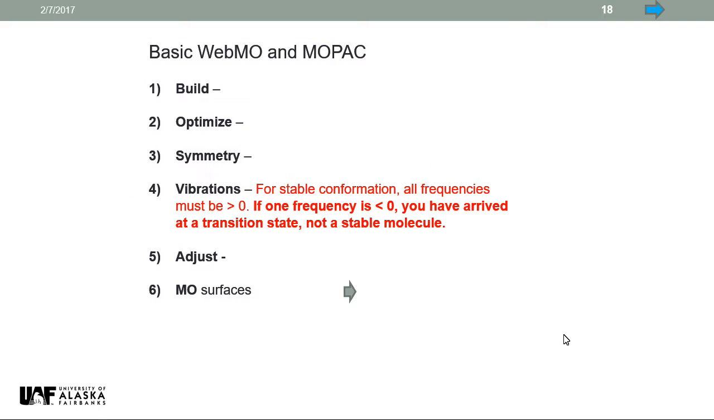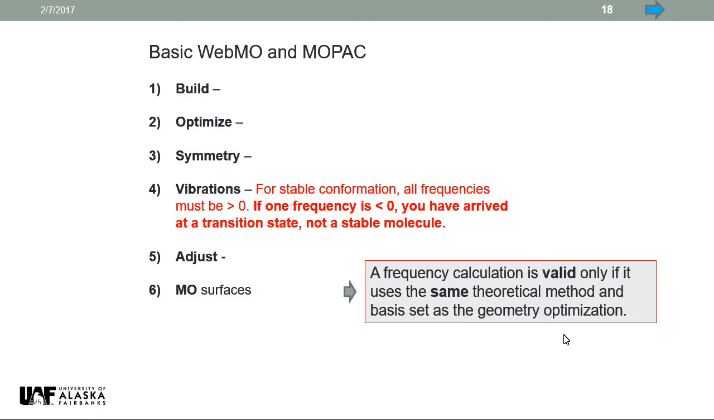Therefore, for a stable conformation, all frequencies must be greater than 0. If one frequency is less than 0, you have arrived at a transition state, not a stable molecule. Now, please note that the frequency calculation must be done with the same method as the geometry optimization, which is PM6.